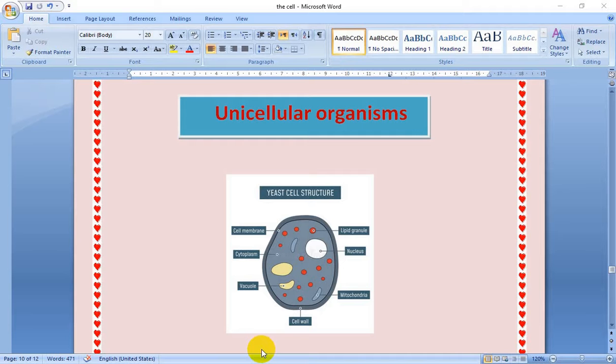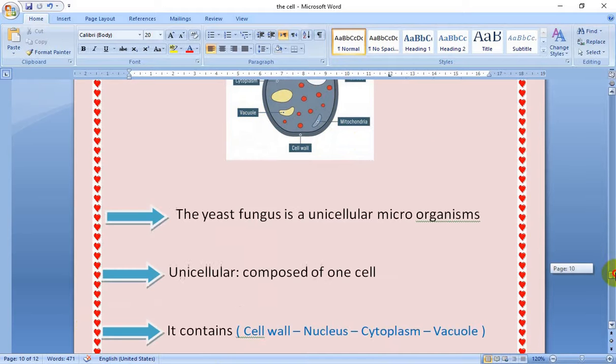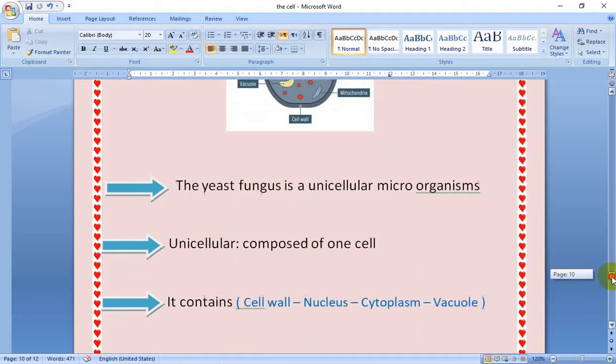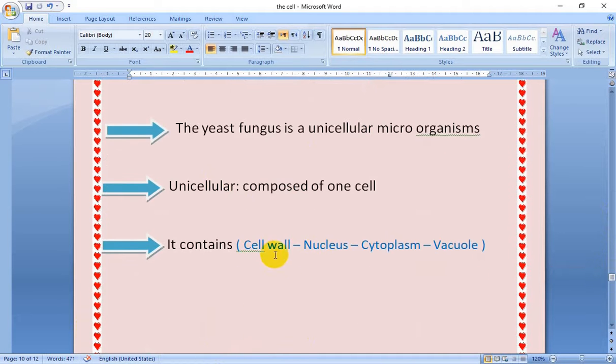Okay, this is the structure of the cell of yeast fungus. As we said, the yeast fungus is a unicellular microorganism, composed of only one cell, and it contains cell wall, nucleus, cytoplasm, and vacuole.